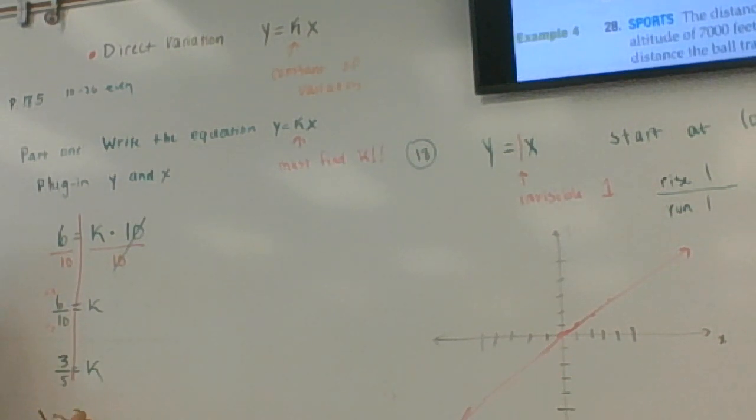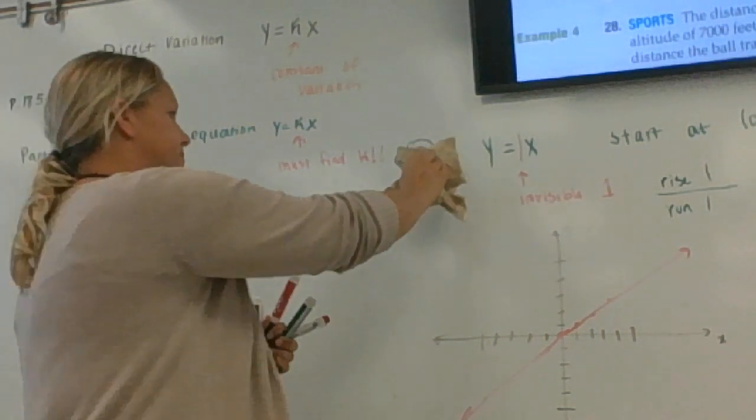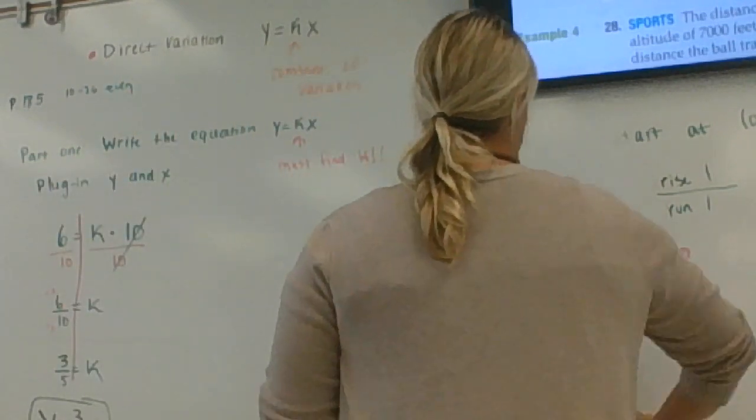So our equation is y equals 3/5 x. And we could graph that. It would be up 3 over 5, rise over run. So this is the relationship that's true if those numbers vary directly. When x is 10, 3/5 of 10 would give us 6. That's part 1, right? The equation. Some students get by with skipping part 1, but I won't give you full credit if you skip writing the equation.